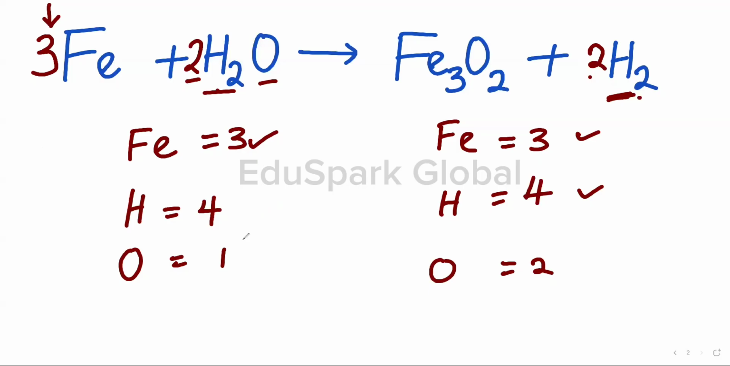Then we can go back to the oxygen. The addition of 2 here makes this oxygen 2. Since you have 2 already on the right, that makes the whole equation balanced, and that is it.